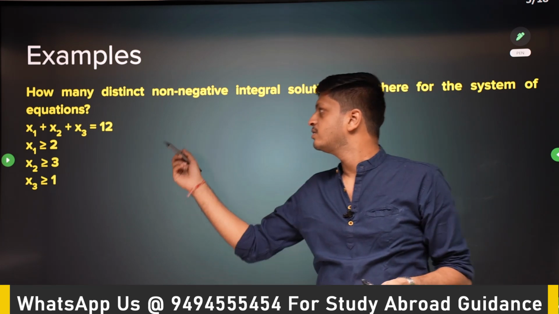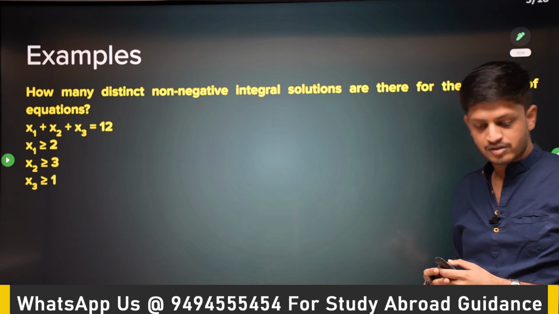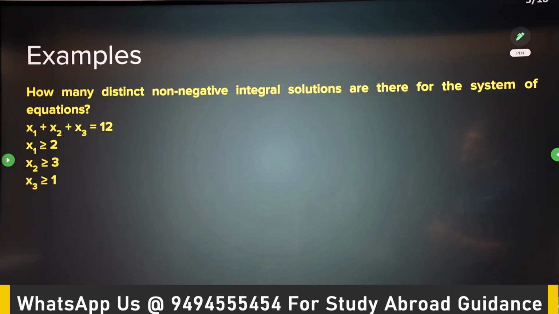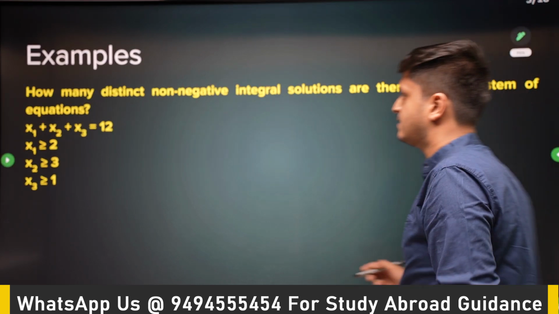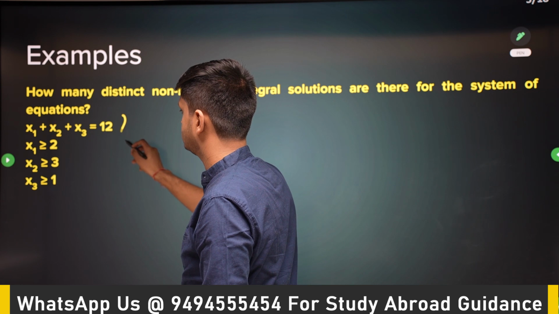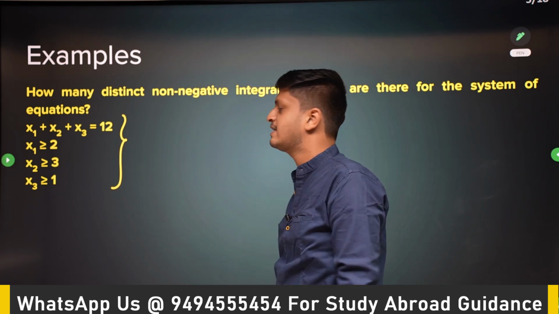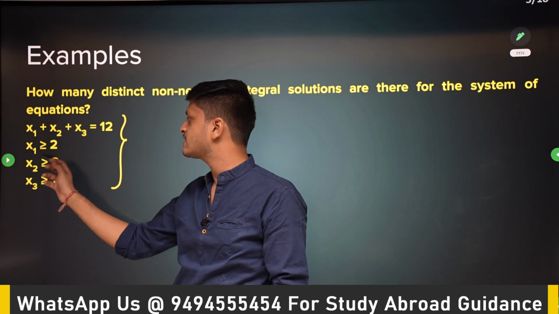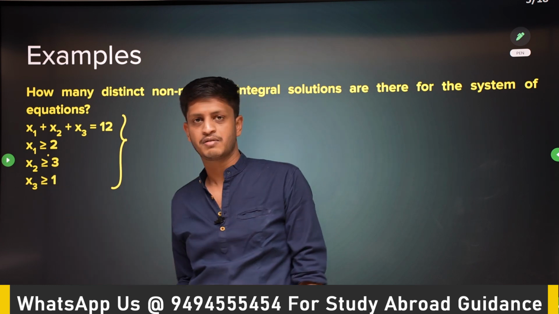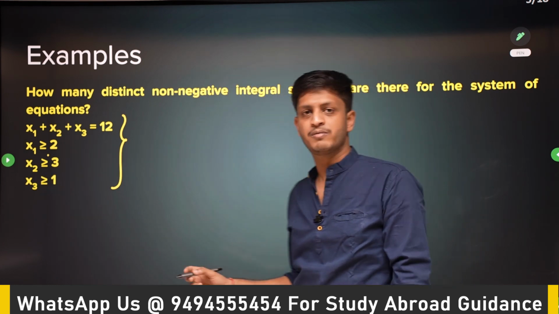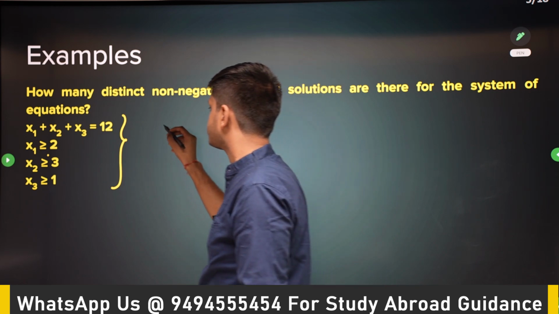So this is the first example. How many distinct non-negative integral solutions are there for this system of equations? Non-negative integral solutions means x1, x2, x3 are all greater than or equal to 0. Anyway, here x1 is greater than or equal to 2, x2 is greater than or equal to 3, and x3 is greater than or equal to 1. So it's a standard problem. We already saw how to solve it.